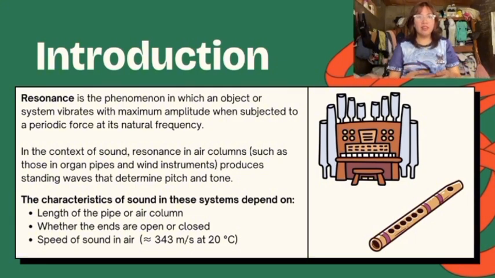The characteristics of the sound produced depend on three main factors. First is the length of the pipe or the air column. That's why here in the picture you can see at the organ, different sizes of pipes, because the tone depends on it. Second is whether the pipe is open at both ends or closed at one end. So open and closed pipes will be differentiated later and will be further explained. Then third is the speed of sound in air.